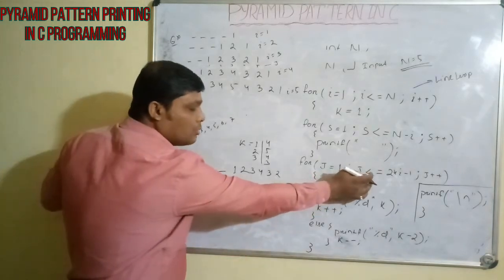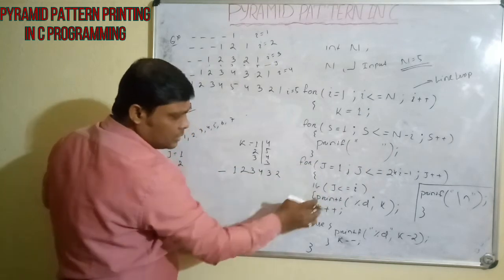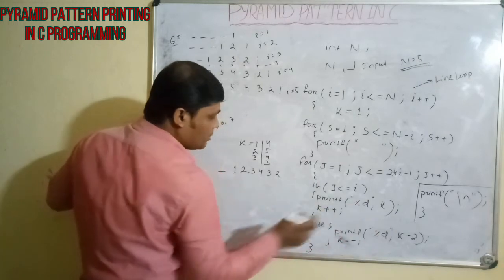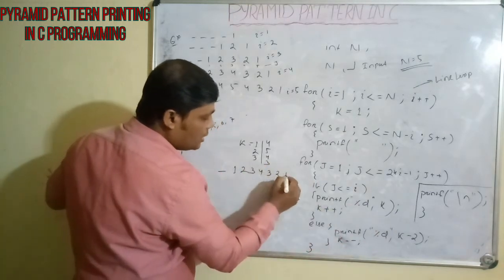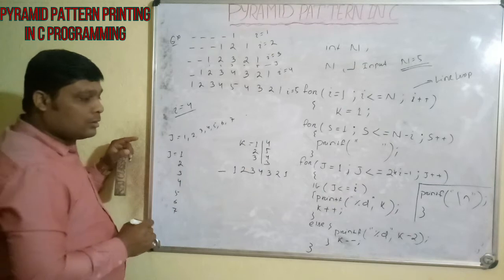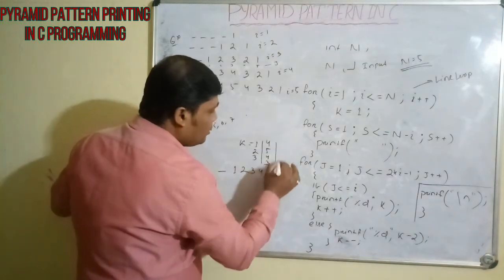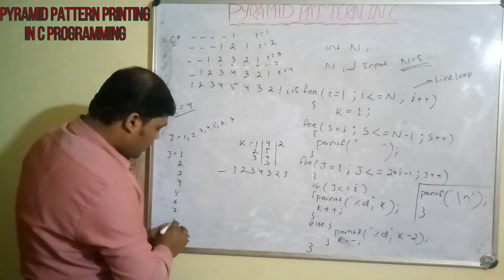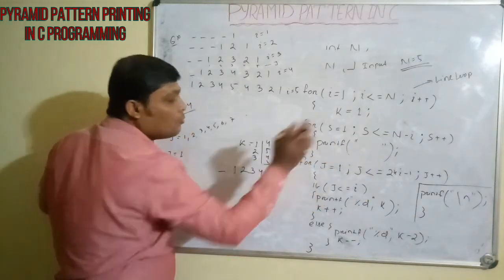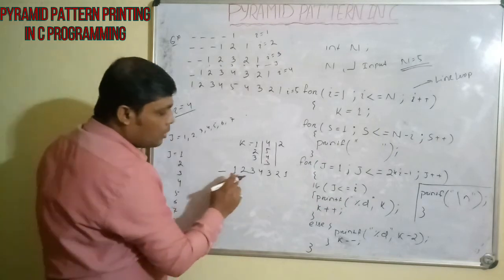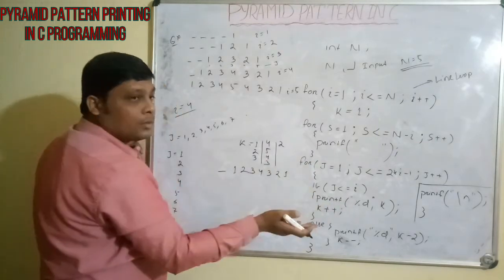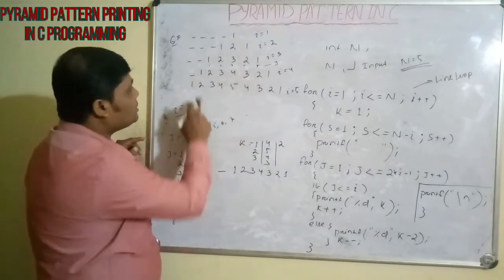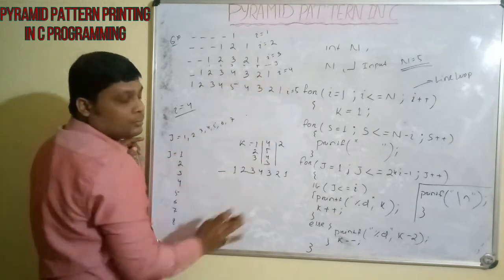Again for 7 also this condition is false. It will again go to else part, and in else part it is printing k minus 2. K value is 3 minus 2, that is 1. It will print. Clear? Now k minus minus, k value will be 2. Now we can see j value will be 8. Now condition will become false. So it will print 1, 2, 3, 4, 3, 2, 1 for this line because I value is 4. You can see one space, 1, 2, 3, 4, 3, 2, 1.